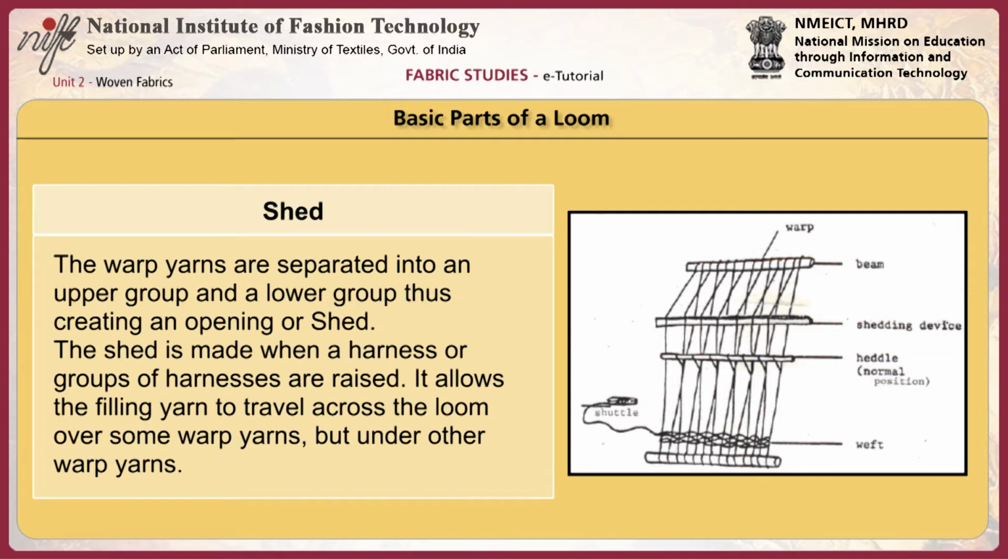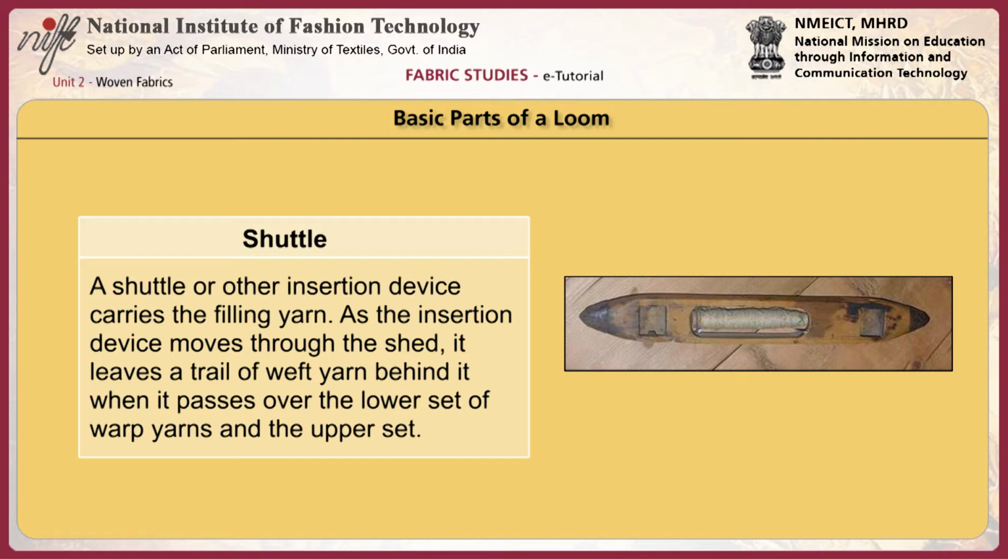The warp yarns are separated into an upper group and a lower group, thus creating an opening or shed. The shed is made when a harness or groups of harnesses are raised. It allows the filling yarn to travel across the loom over some warp yarns but under other warp yarns. A shuttle or other insertion device carries the filling yarn. As the insertion device moves through the shed, it leaves a trail of weft yarn behind it when it passes over the lower set of warp yarns and the upper set.